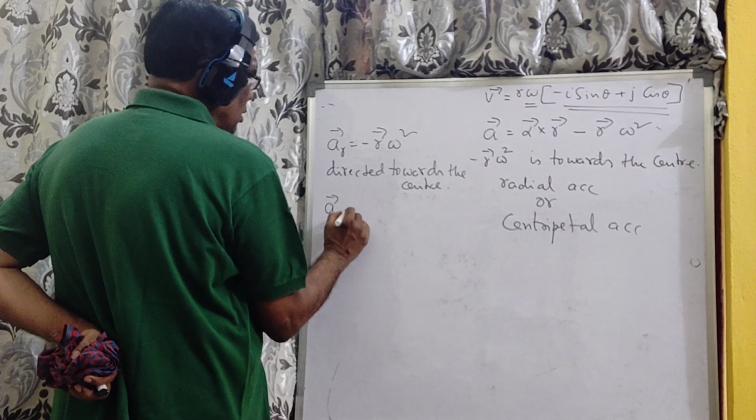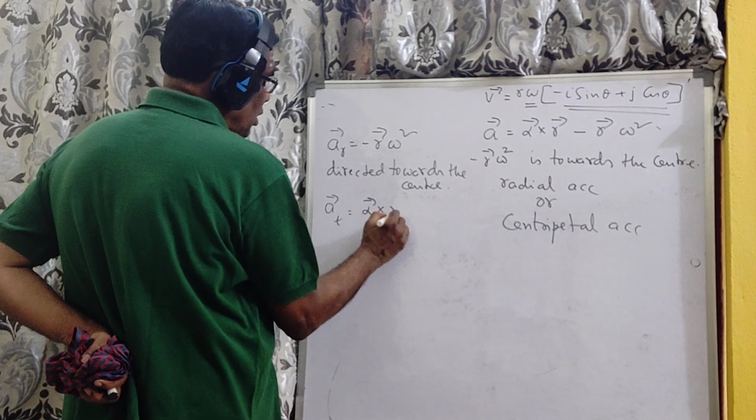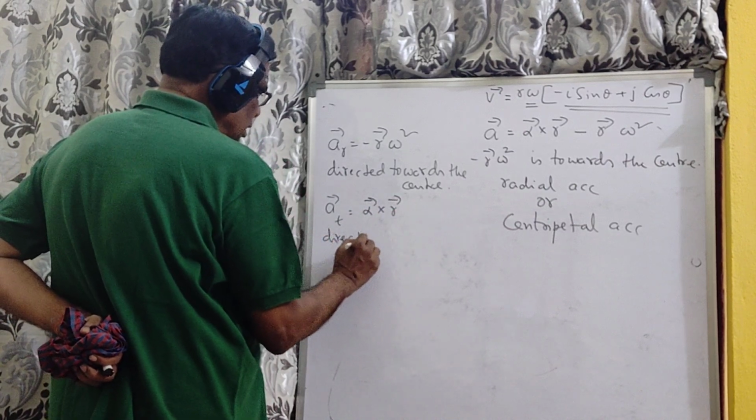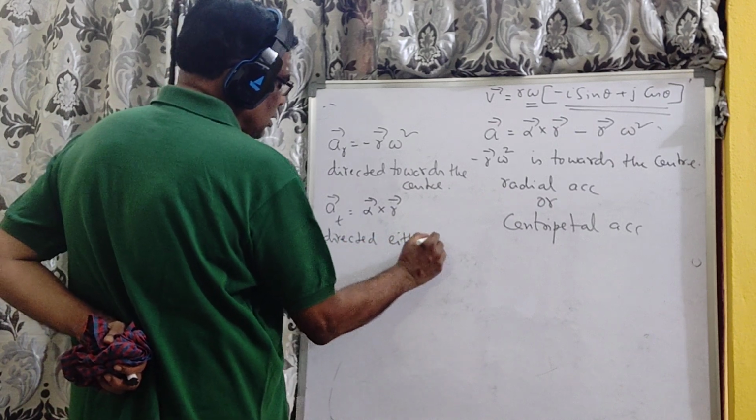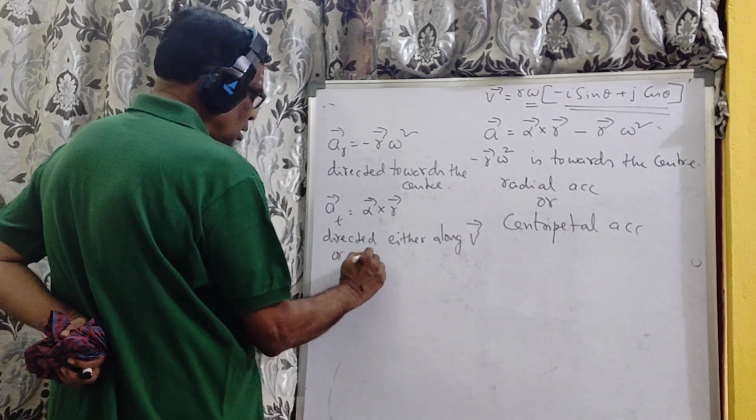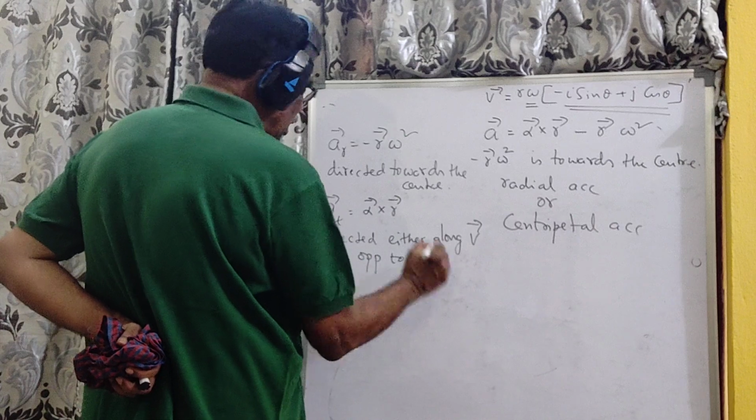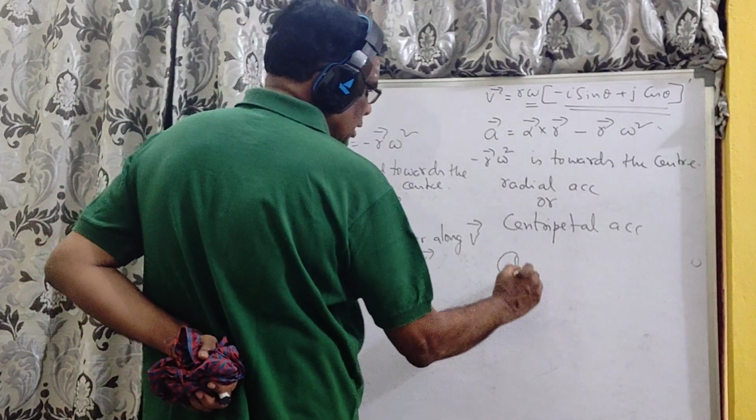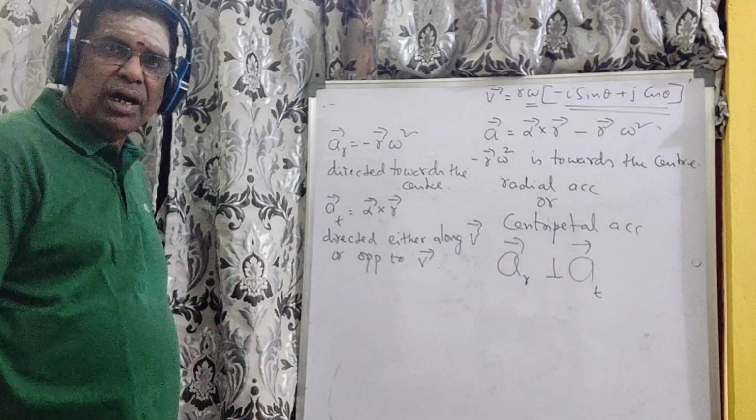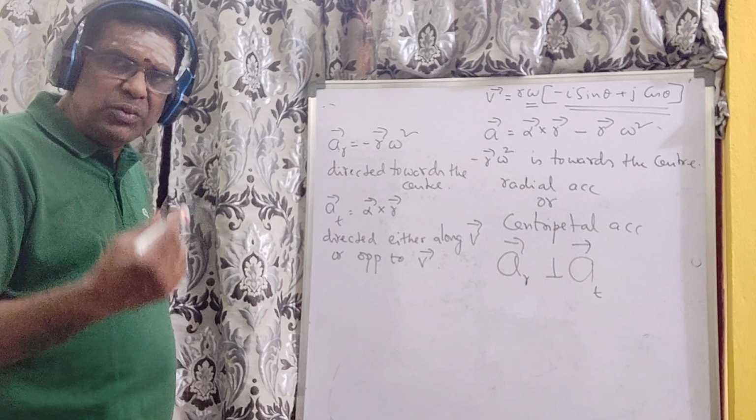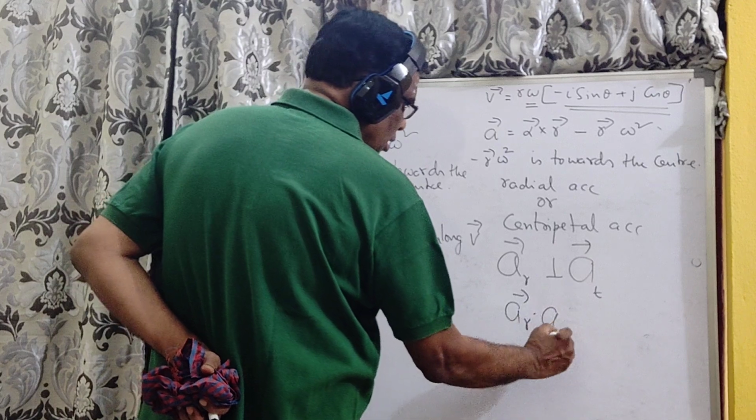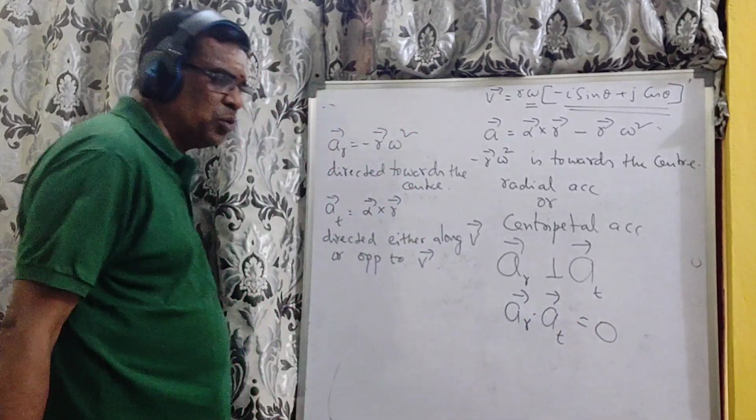AT bar is alpha cross r. It's directed either along v bar or opposite to v bar. Another very important point: AR bar is perpendicular to AT bar. You know, to confuse you, they keep on asking you, what is AR dot AT? This is bound to be 0.